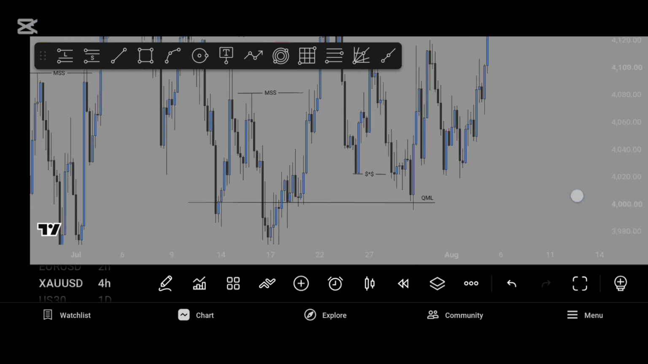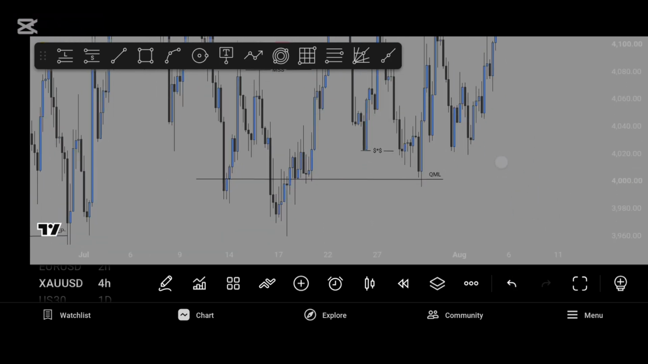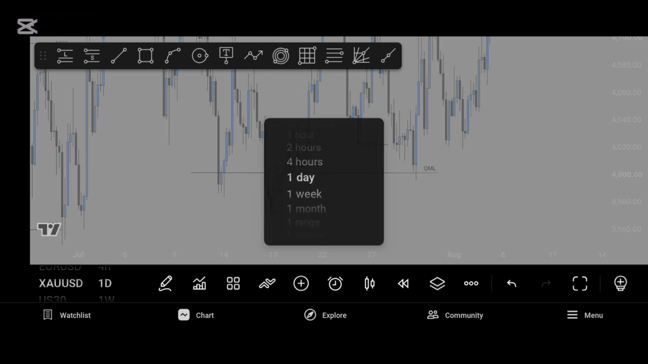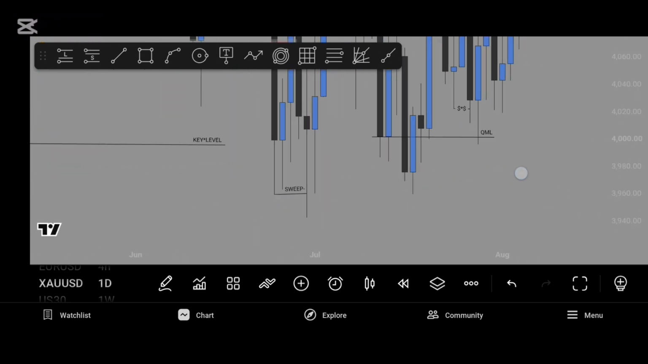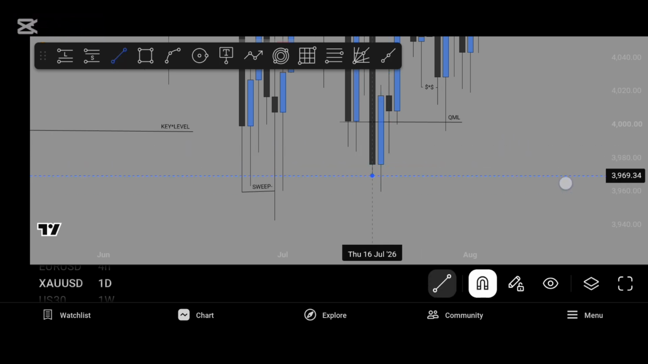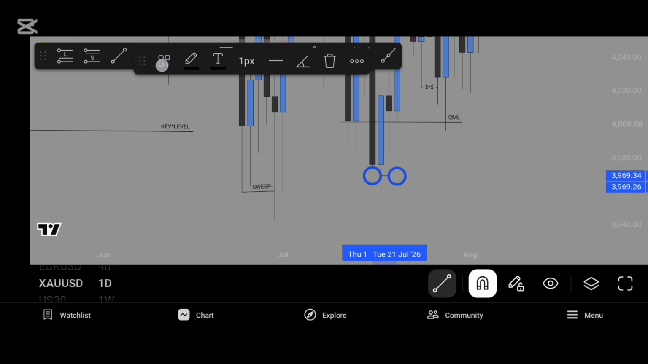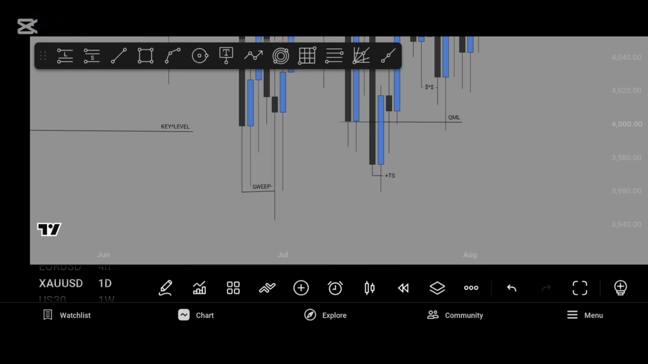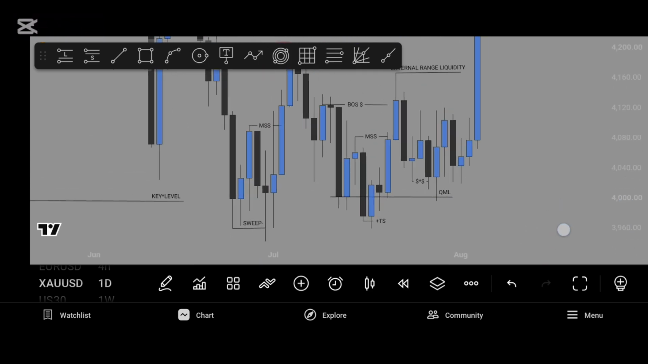Then this is how I got in, after I was not trusting this zone. Why? If we go back to daily, I was not trusting this zone because of this. Remember, there was a TS. We see a TS here. You can see a TS over there.